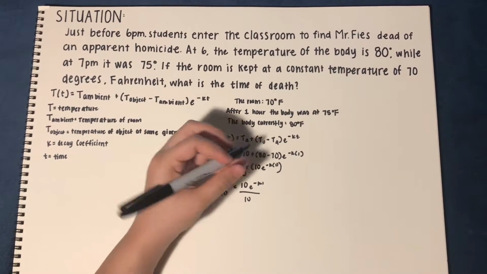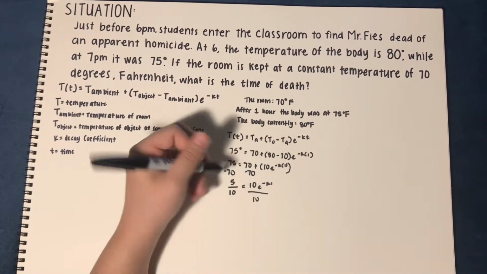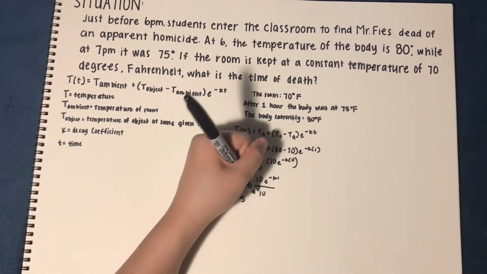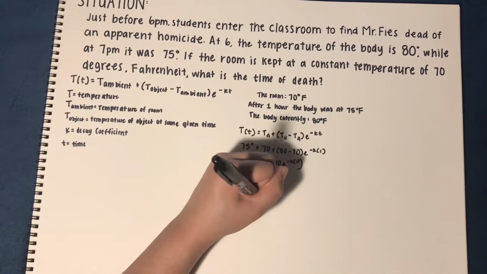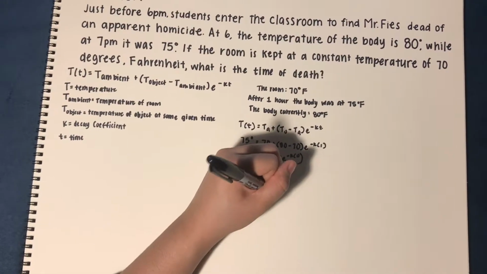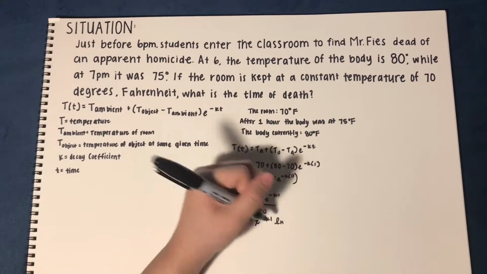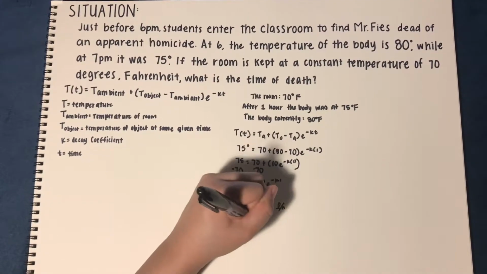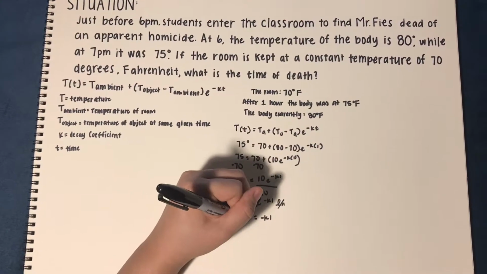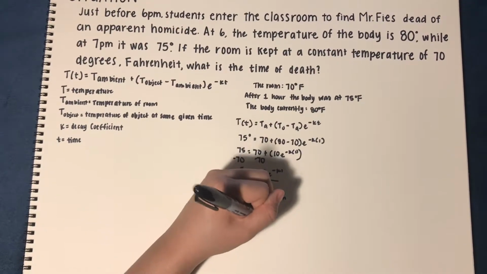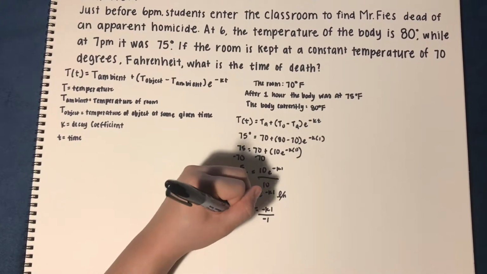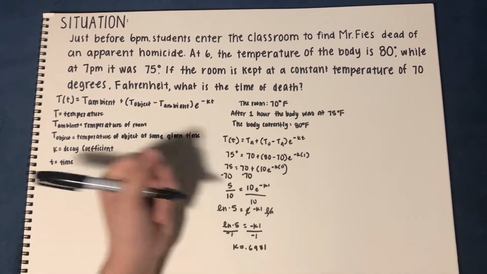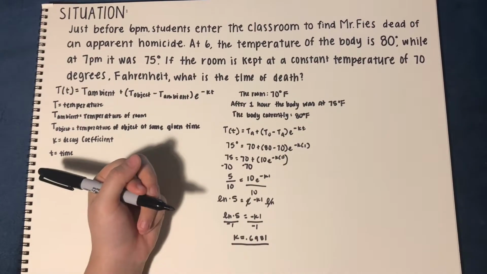Once you do that, in order to get rid of e, you have to multiply both sides by ln. So this would be ln times 5 equals e^(−K·1) times ln also, which cancels both of them. So that would be ln of 5 equals negative K·1. Then you divide both sides by negative 1, which makes K equal to 0.6931. So this would be your K.